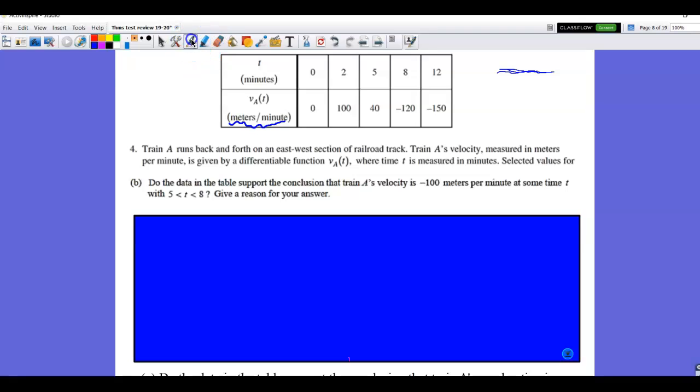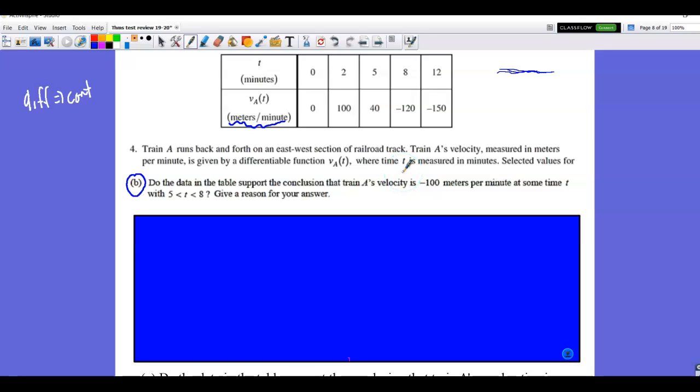We had the conversation in the last video about a differentiable function. Differentiability implies continuity. So now I know that this velocity function is also continuous, where time is measured in minutes. Selected values are given in the table. So we have time and we have velocity. The question is here, do the data in the table support the conclusion that train A's velocity is negative 100 meters per minute at some time t on the open interval from 5 to 8? Give a reason for your conclusion.